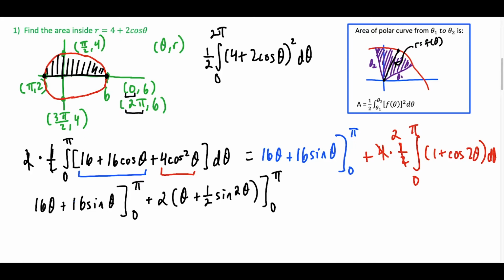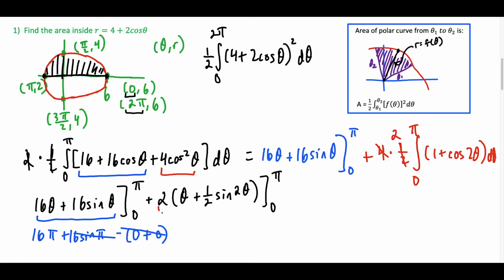So if we plug in, now we have 16 times pi plus 16 sine pi, which is 0. So this piece cancels out. And now minus, so this is for this part. We have minus 16 times 0 is 0, plus 16 sine 0 is 0. So this whole second term just cancels out completely.